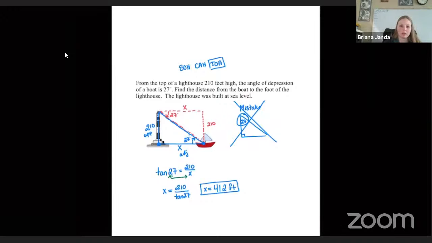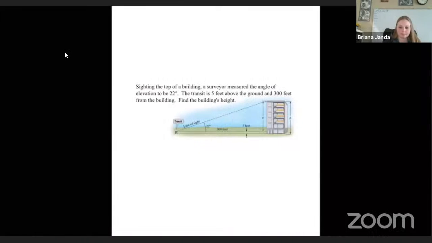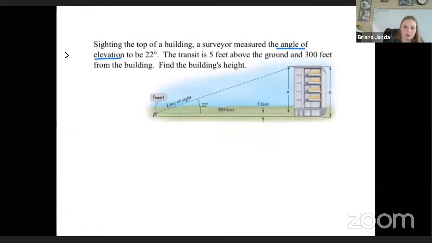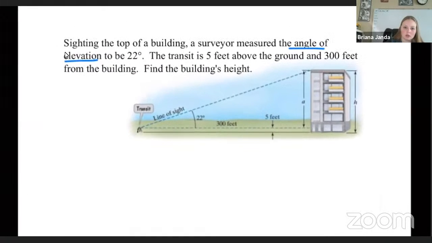All right, guys, I've got one last example for us today. Sighting the top of a building, a surveyor measures the angle of elevation to be 22 degrees. We now know that when they're talking about the angle of elevation, it involves a horizontal line and moving up. So that's this angle right here, 22 degrees from that horizontal line up. The transit, and I know that's not really something I would expect you to know, but they have it drawn here in the picture.